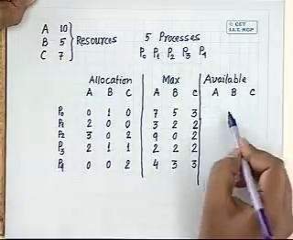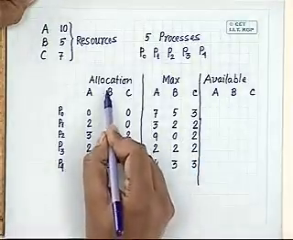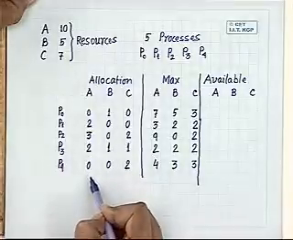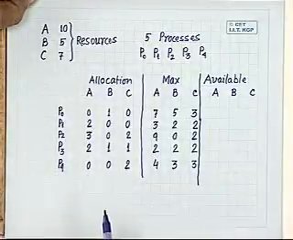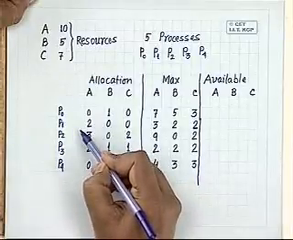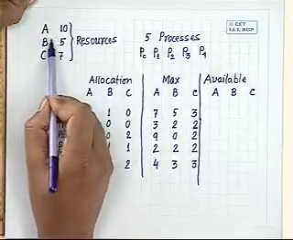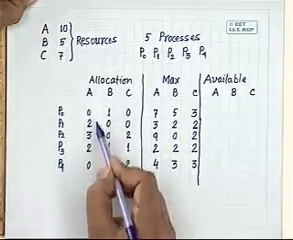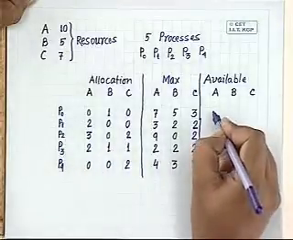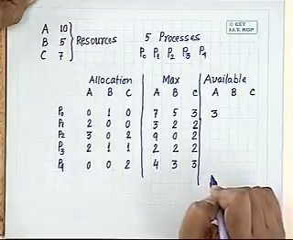And to compute the available number of resources, I have to add up all the resources which are allocated to different processes. At this particular instant of time, you find that 7 instances of resource type A are allocated to different processes. The maximum number of resources of type A is 10. Out of 10, we have already allocated 7. So we will have 3 instances of resource type A available.